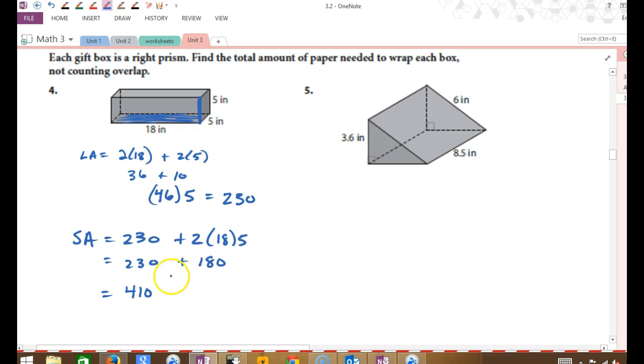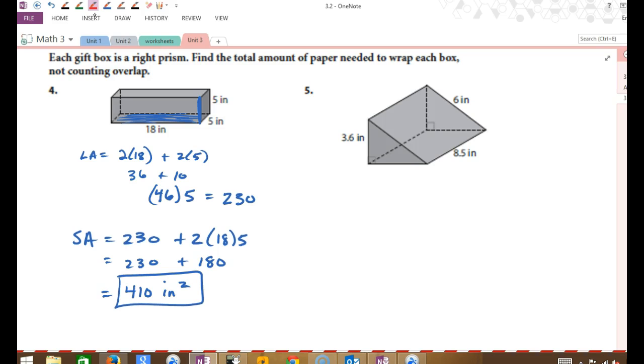410. Okay. And how should I leave my measurements? My units? Inches squared. So remember, area is always squared. Make sure that you leave your answer in correct measurements. Not bad, right? Okay, let's do number 5. Okay, for starters, what's my shape?